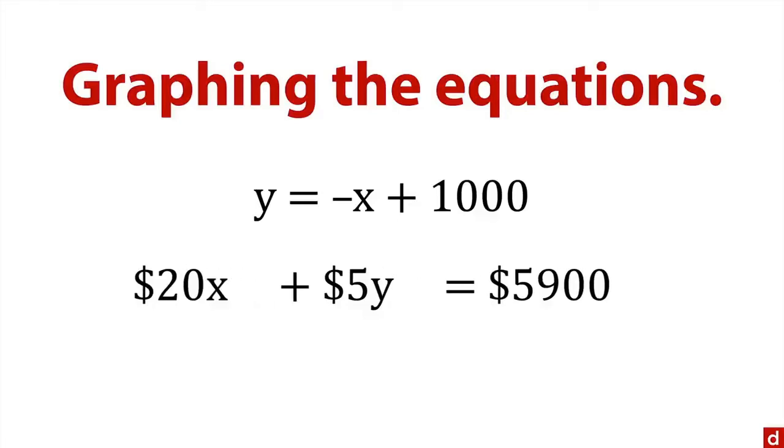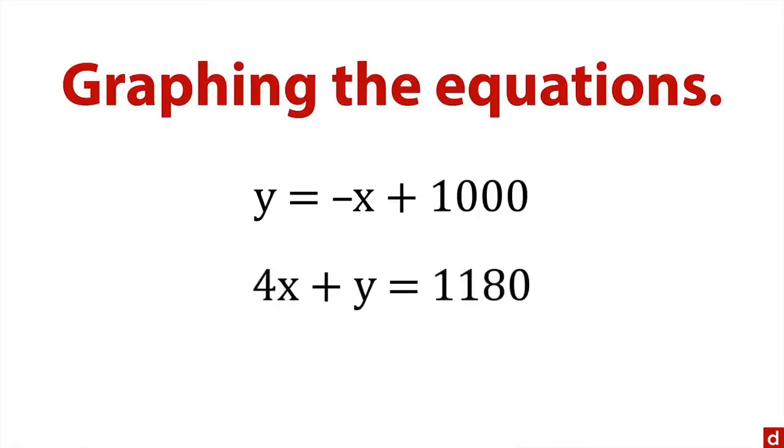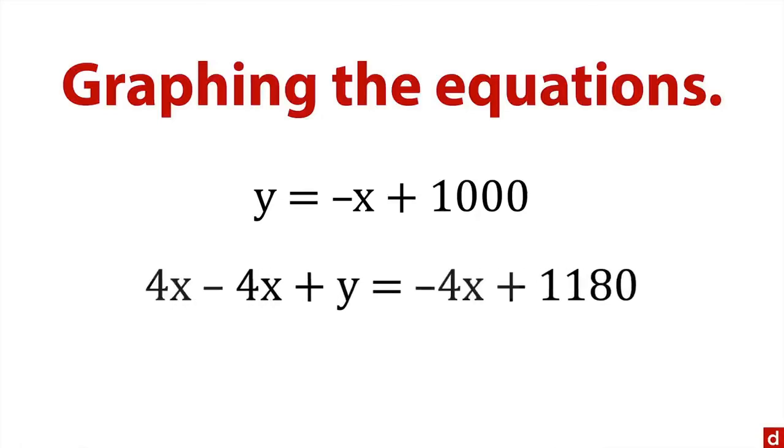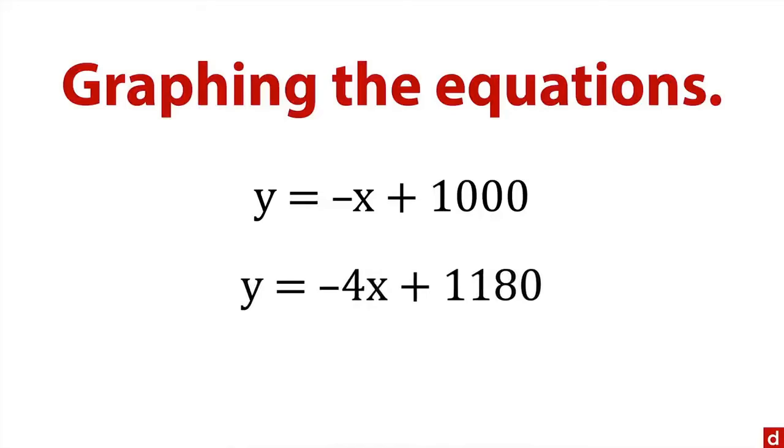Then we do the same thing for price. Let's divide by 5 all the way through. That gets rid of that. And then we've got this 4X, and then let's subtract 4X from each side. And what we're left with is Y equals minus 4X plus 1180. That's also something that we can graph.